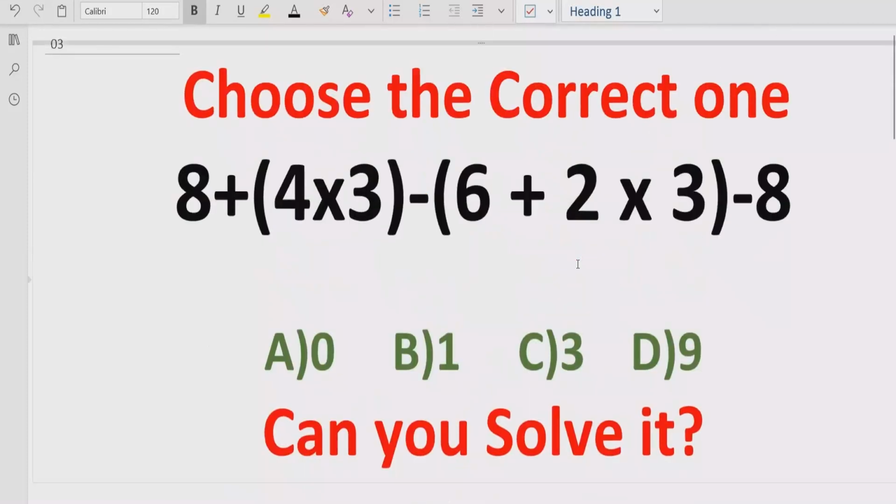Today we will solve another quiz which is related to arithmetic expression. The quiz contains the basic operations plus, minus, multiplication. So we have to solve this quiz using the PEMDAS and BODMAS method and find out the correct answer. In the answer list we have four answers: A is 0, B is 1, C is 3 and D is 9. So let's see after solving it which answer is correct.